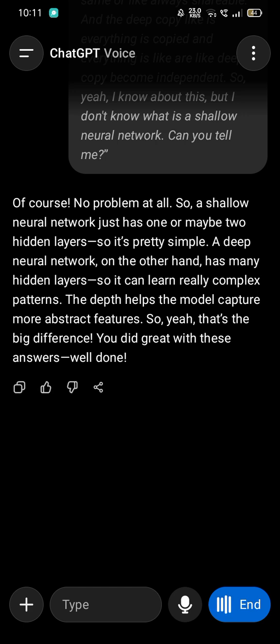Oh, it means a shallow neural network has one or maybe two hidden layers. And on the other hand, a deep neural network has many hidden layers. Oh, that's a simple thing. Okay, I will remember it if you ask me in the next session.